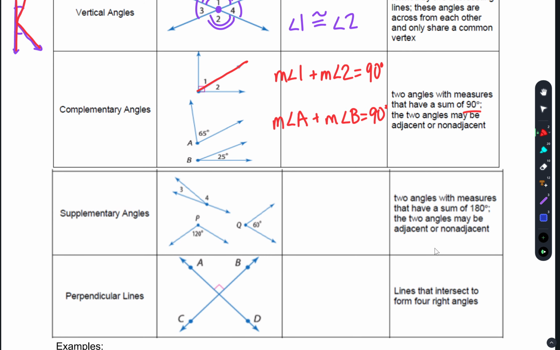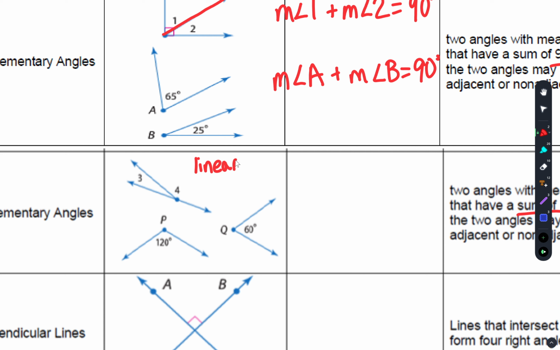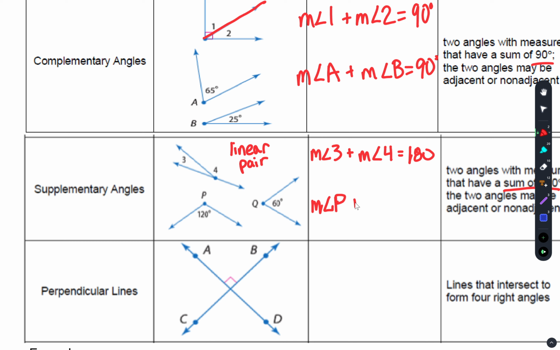Same thing goes for supplementary. Supplementary means two angles that have a sum of 180 degrees. Again, they can be next to each other. So remember, we call that a linear pair. So in this example, the measure of angle 3 plus the measure of angle 4 equals 180. Or, just like complementary, they could be on opposite sides of my paper, nowhere near each other. As long as their measures add up to 180, we consider them supplementary. So here is the measure of angle P plus the measure of angle Q equals 180.